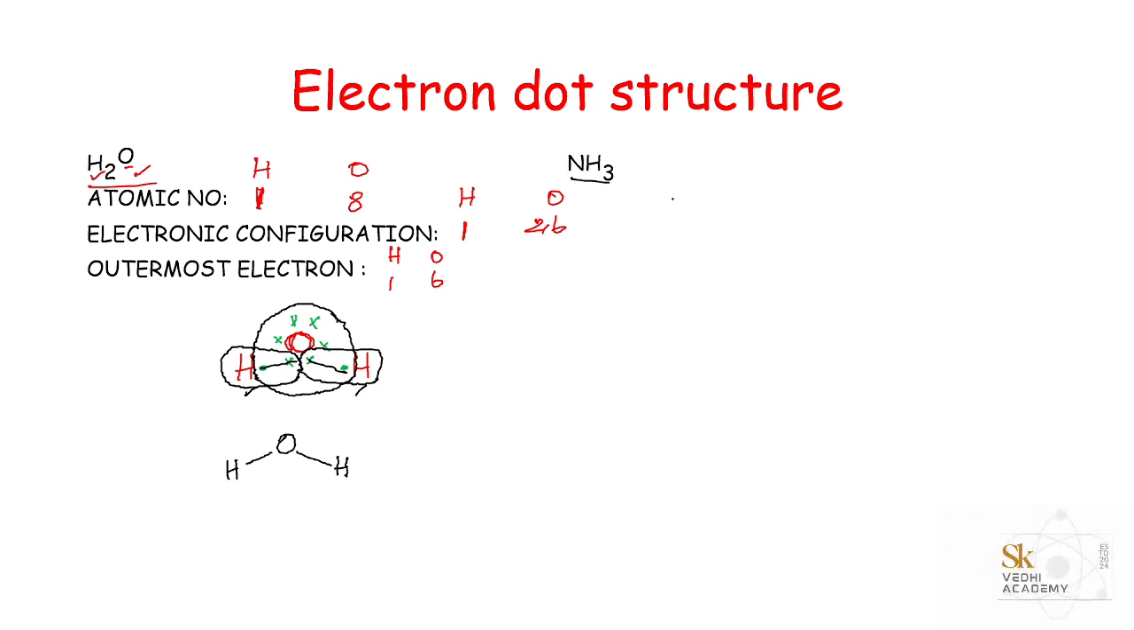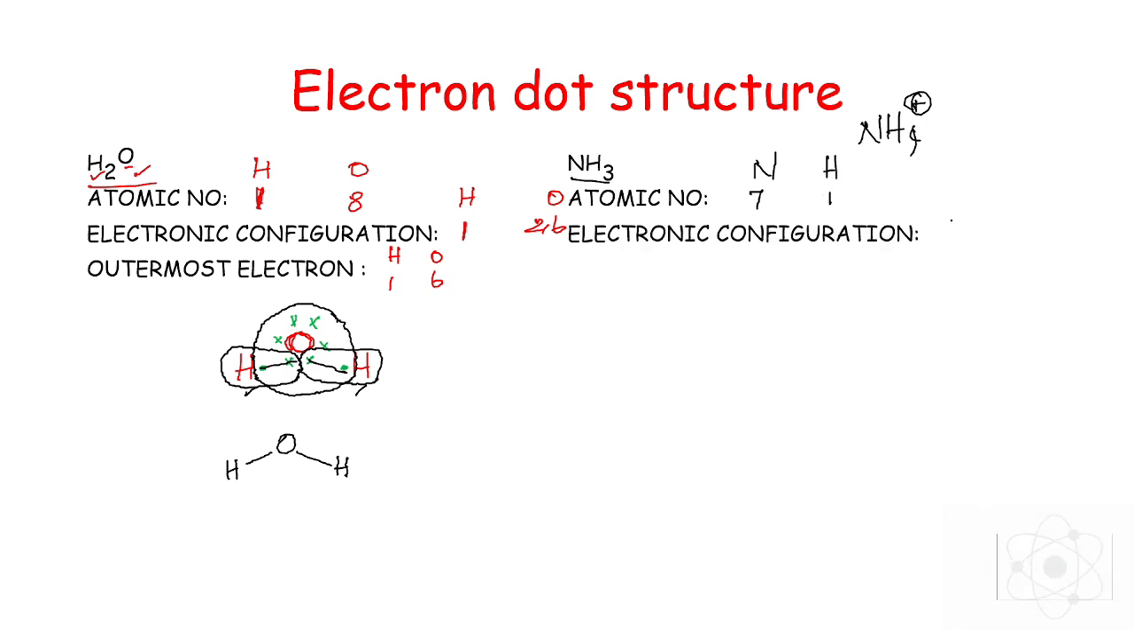And coming to the next thing, which is ammonia. Ammonia's formula is NH3, whereas ammonium is NH4. Okay, don't confuse these. So coming to the very first thing, the atomic number of nitrogen is 7 and hydrogen is 1. And next thing, electronic configuration. For nitrogen it is 2, 5 and for hydrogen it is 1. Coming to the outermost electrons, for nitrogen it is 5 and hydrogen it is 1.